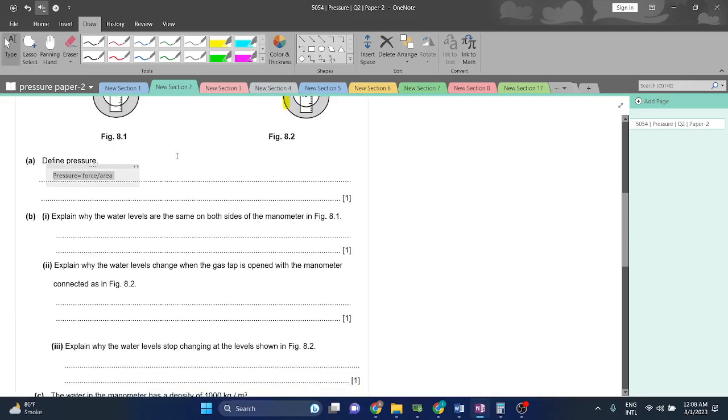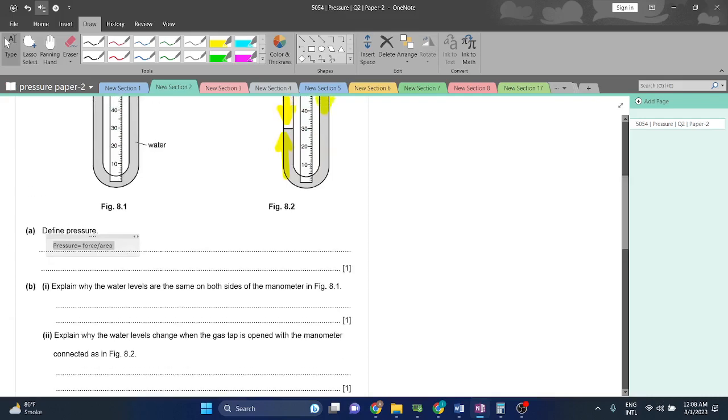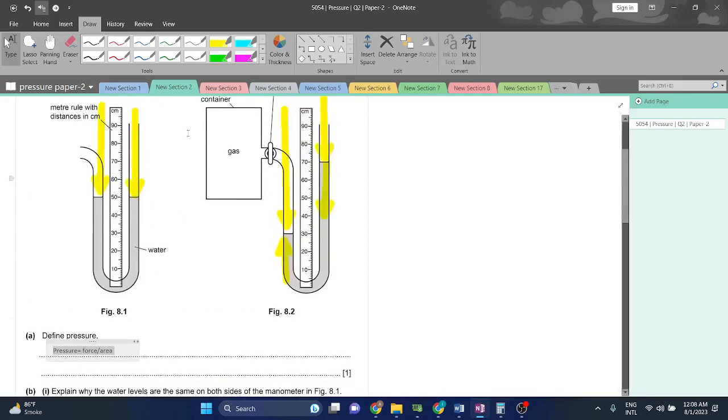Let's move on. Explain why the water levels are the same on both sides of the manometer. I have told you, because initially both the pressures are the same on either side. The pressures are the same. That's why the water level has no difference.